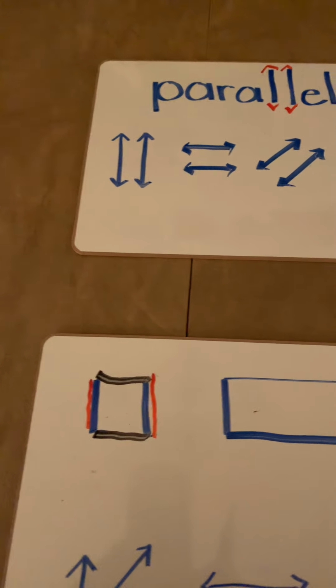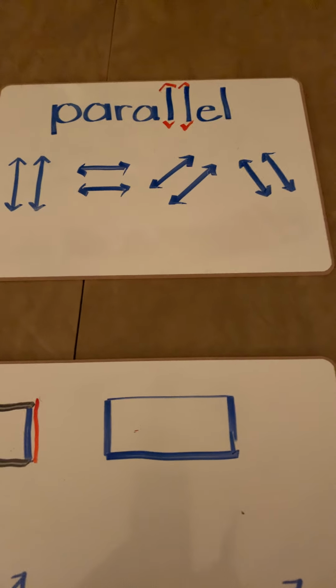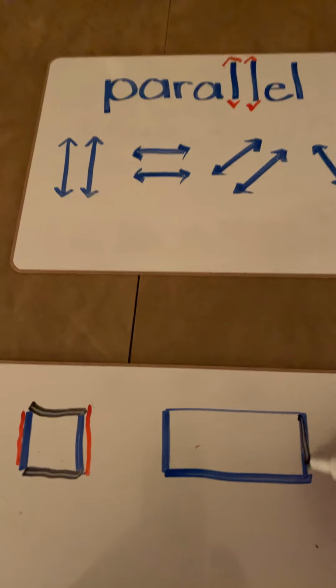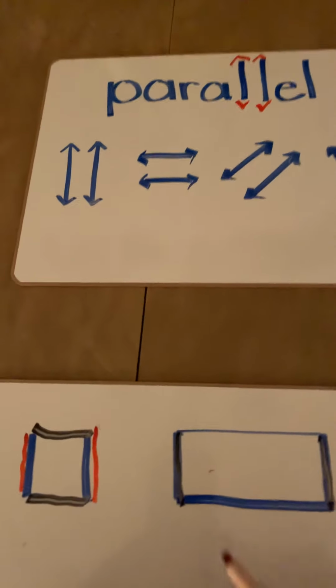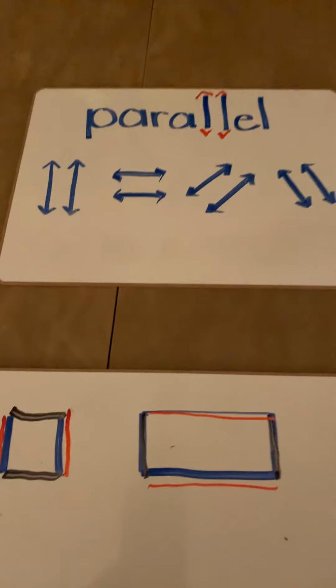So if we move over to the rectangle, anybody want to venture a guess on some parallel lines? The vertical lines would be one good example. And again, my horizontal lines.